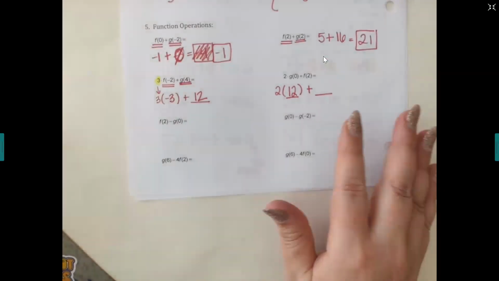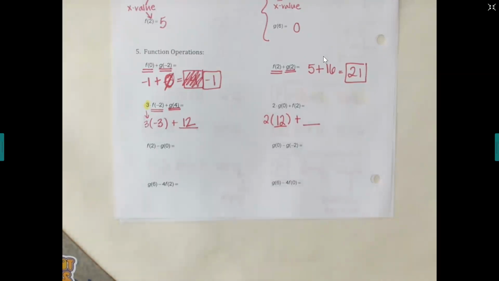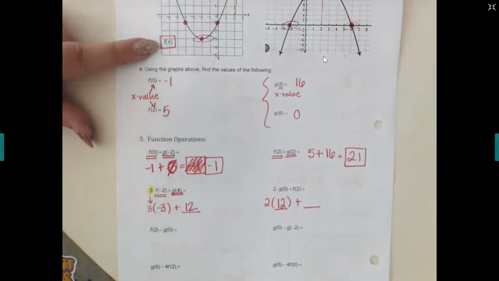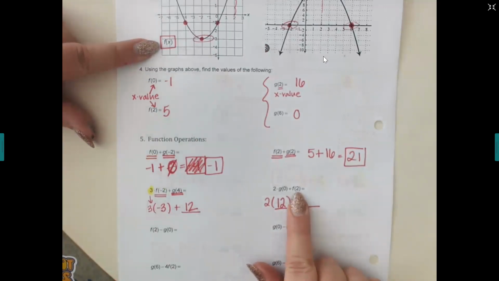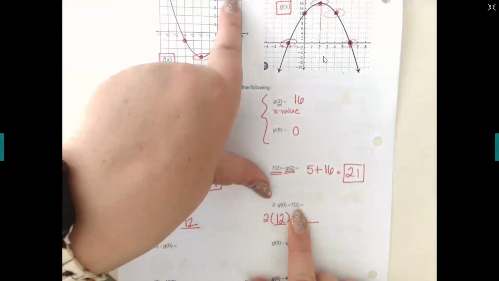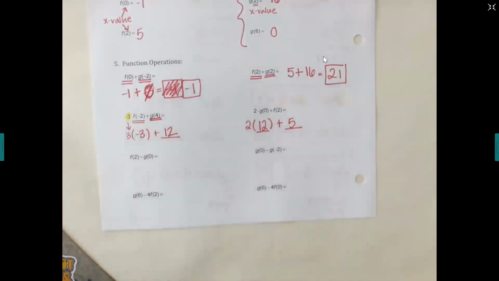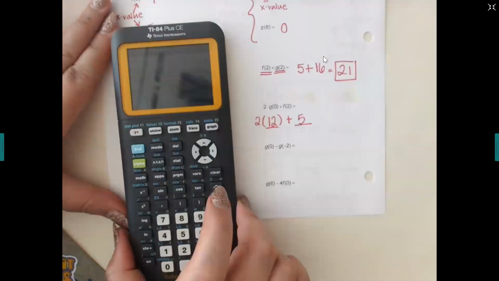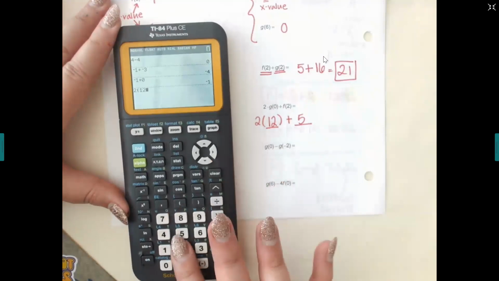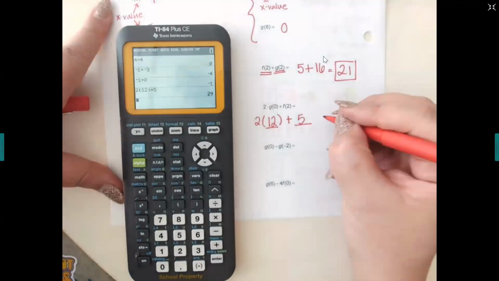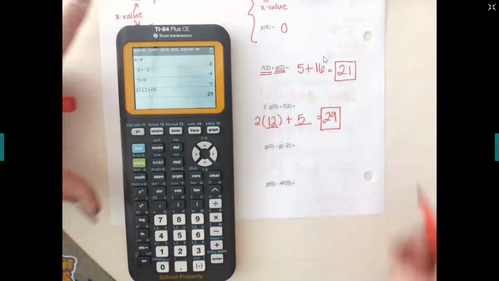Next one that I want is f of 2. And f of 2 is which graph? The second graph or the first graph? F is the one that has the f on it, the first graph right here. And then I want f of 2. So I'm going to come out here to 2 and then count how many boxes up. It's going to be 5. Then once you find those two numbers, you're just going to put it in your calculator. So I would do 2 times 12 plus 5. 2 times 12 plus 5 is 29.